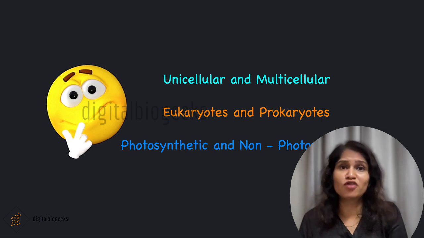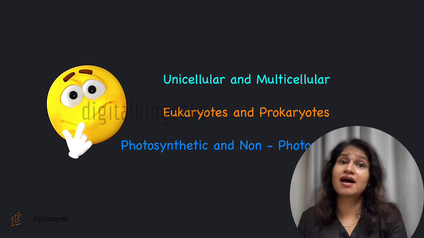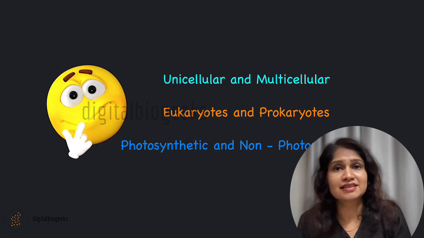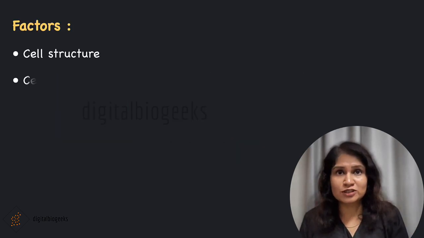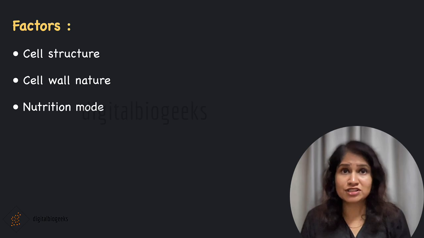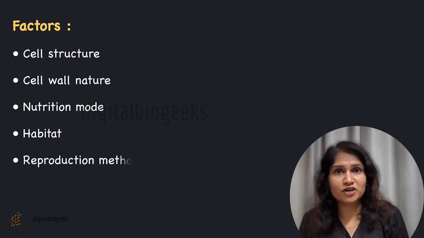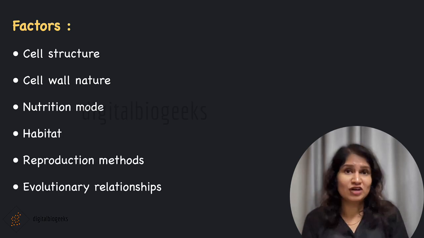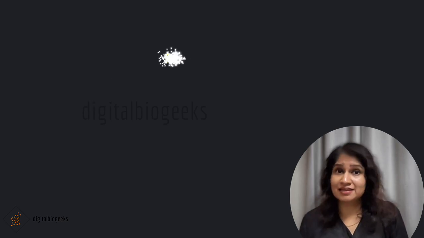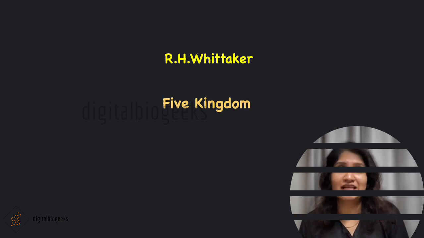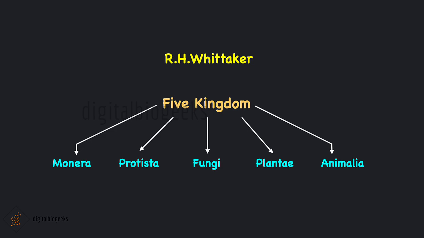In addition to morphology, it was necessary to consider other factors while categorizing the organisms, like cell structure, cell wall nature, nutrition mode, habitat, reproduction methods and evolutionary relationships. R.H. Whittaker proposed a five-kingdom classification, including Monera, Protista, Fungi, Plantae and Animalia. He classified organisms based on their cell structure, body organization, nutrition, reproduction, and evolutionary relationships.